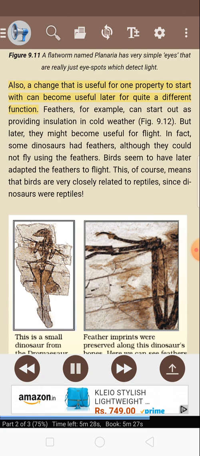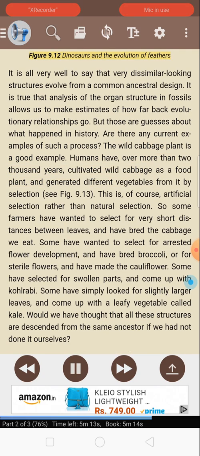Also, a change that is useful for one property to start with can become useful later for quite a different function. Feathers, for example, can start out as providing insulation in cold weather, Figure 9.12. But later, they might become useful for flight. In fact, some dinosaurs had feathers, although they could not fly using the feathers. Birds seem to have later adapted the feathers to flight. This, of course, means that birds are very closely related to reptiles, since dinosaurs were reptiles. Figure 9.12, dinosaurs and the evolution of feathers.